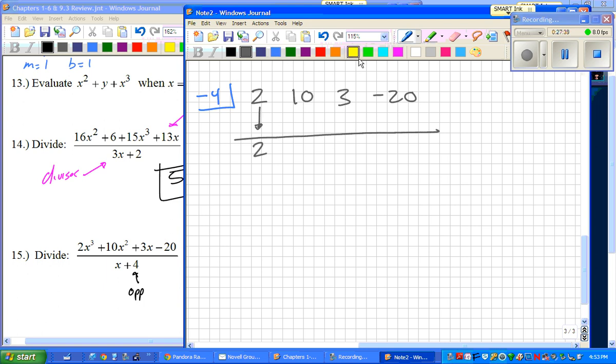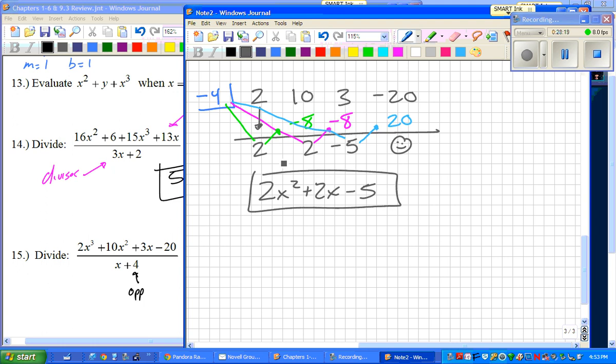We drop down the 2. Negative 4 times 2 is negative 8. And then you bring down the 2. Now you're doing negative 4 once again times 2 is negative 8. And you get negative 5. In the very end, you're doing negative 5 times negative 4, which is positive 20, which gives you 0. So then that's where we get 2x squared plus 2x minus 5 is your answer by using synthetic division.